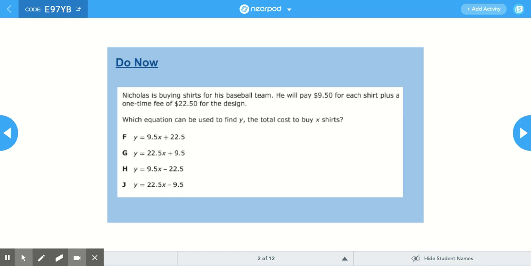We're going to be going over how to write equations in the form of y is equal to mx plus b from verbal descriptions. Our Do Now is: Nicholas is buying shirts for his baseball team. He will pay $9.50 for each shirt plus a one-time fee of $22.50 for the design. We have to choose which equation can be used to find y, the total cost to buy x shirts.